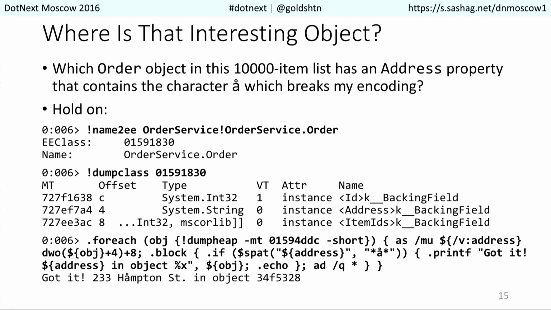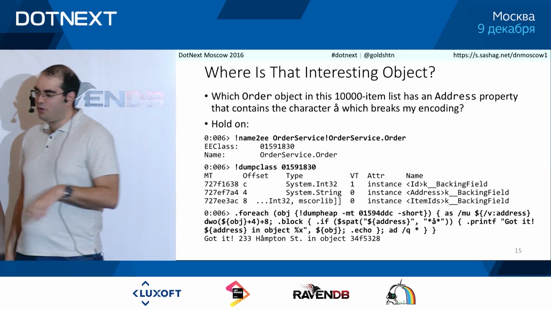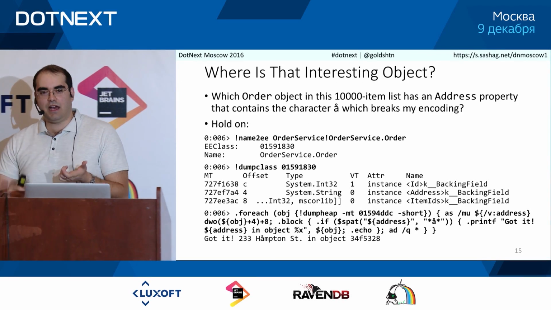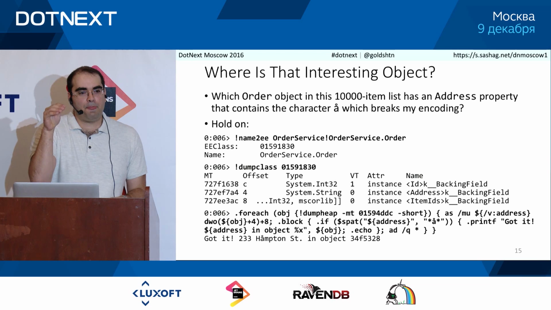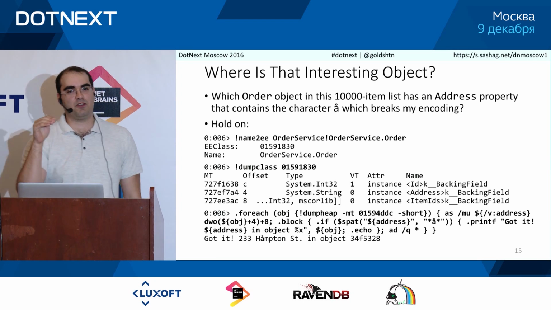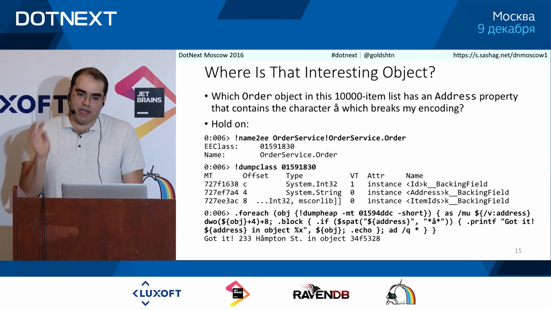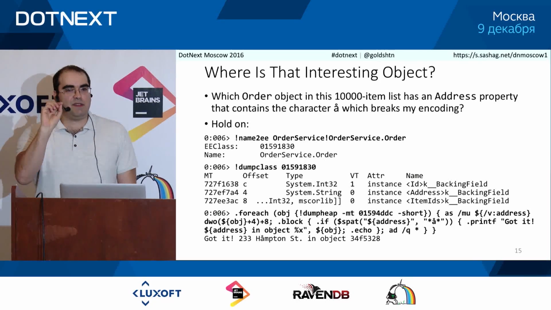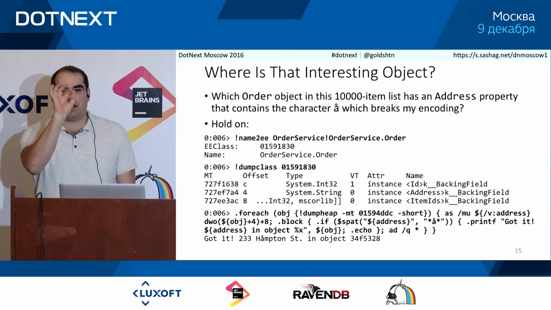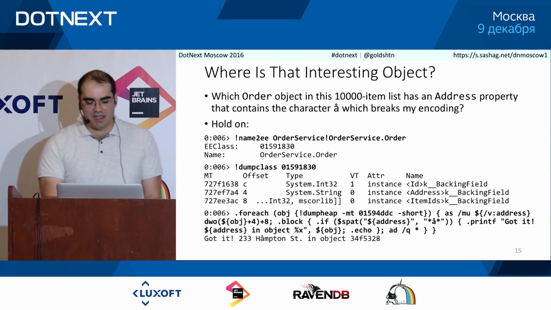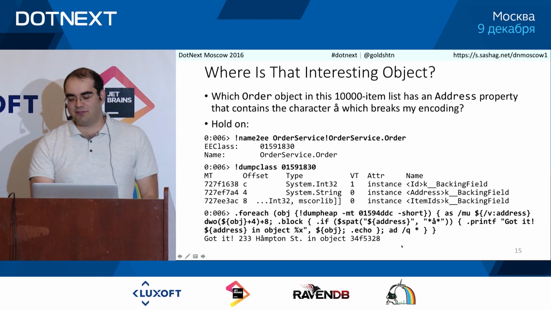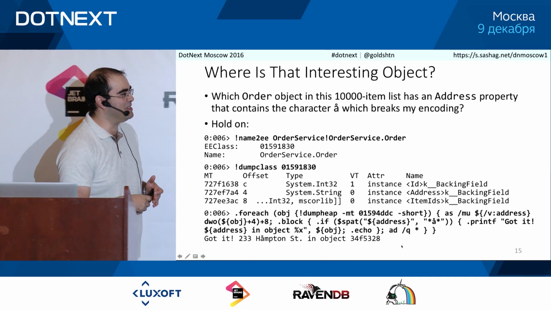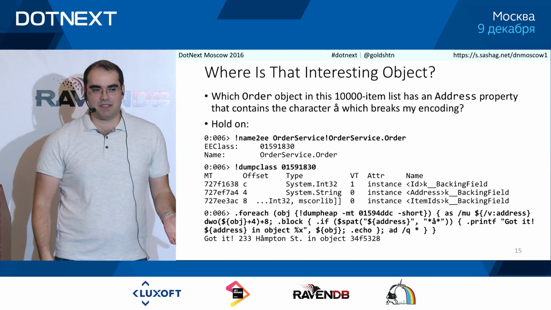Great, so all that's left to do is find all the objects on my heap that are of the order type, and for each object on my heap, I have to find the string that's at offset 4 from the beginning of the object, and then I have to look inside the string and see if it has that A with the round dot on top. And here's what it looks like. You don't have to read this. It is painful for the eyes, but it basically does the job.